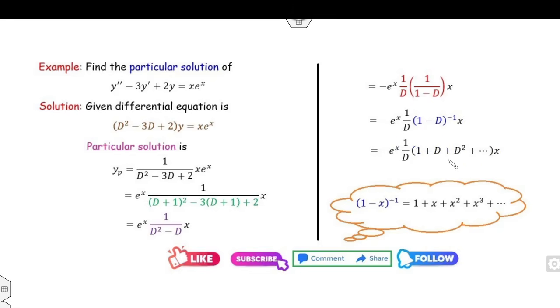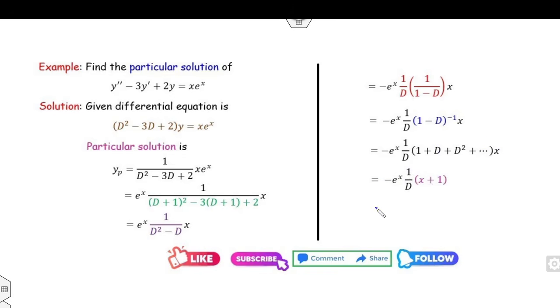Now you can open the bracket. What will happen? It is minus e raised to power x, 1 over D, (1 plus D plus D square) into x. What is the D? D is my derivative. So derivative of x is 1. Second derivative is 0 and others are also 0. So this is x plus 1. Now what is the 1 over D? 1 over D is my integration. What is the integration of x? x square over 2. Integration of 1 is x. That is the right answer of the problem.